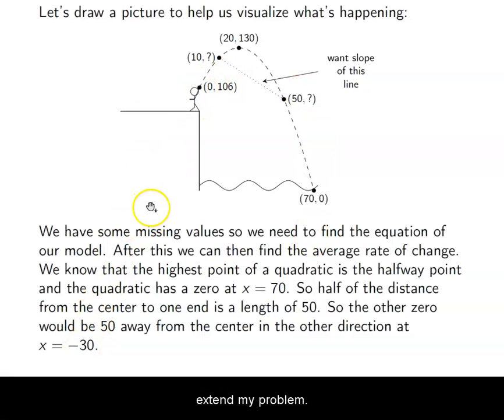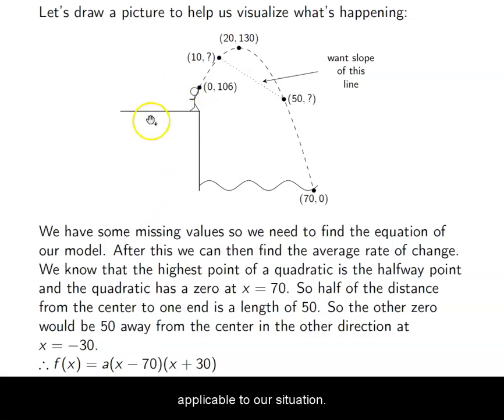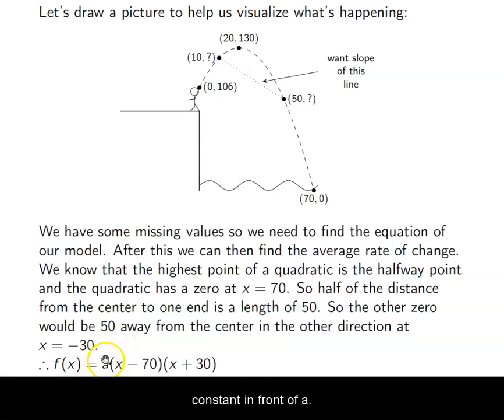So if I kind of extend my parabola to model the entire thing with the invisible part that is not applicable to our situation, I could find the model very easily using the x-intercepts, right? I have an x-intercept at 70 and at negative 30, so this is what the factor looks like. I don't know if this is stretched in some way, so I have to keep that constant in front of a, right?